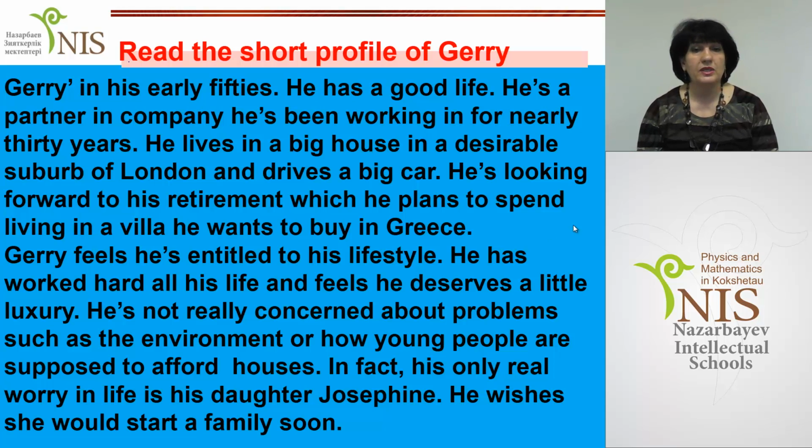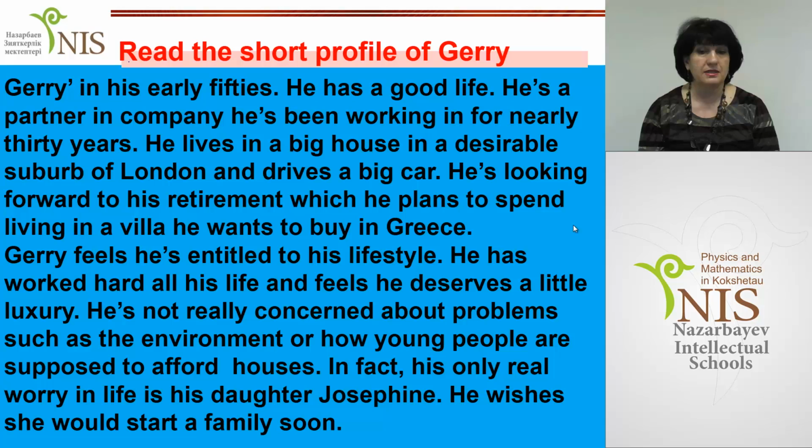And now we are going to read the short profile of Jerry. So be attentive as you read this article, and then we are going to do some tasks based on this text. So Jerry is in his early 50s. He has a good life. He is a partner in the company he has been working in for nearly 30 years. He lives in a big house in a desirable suburb of London and drives a big car. He is looking forward to his retirement, which he plans to spend living in a villa he wants to buy in Greece. Jerry feels he is entitled to his lifestyle.